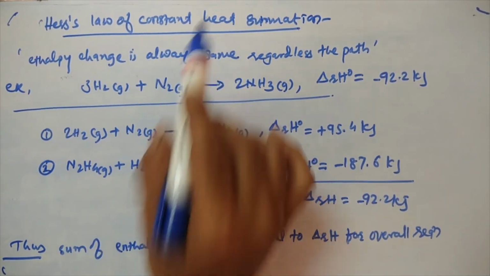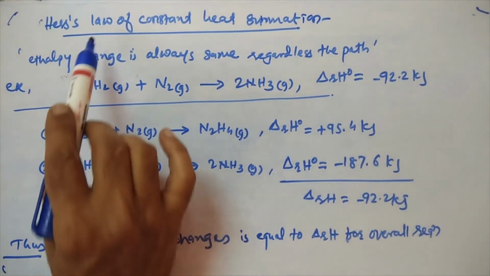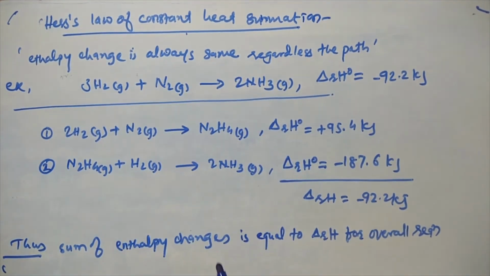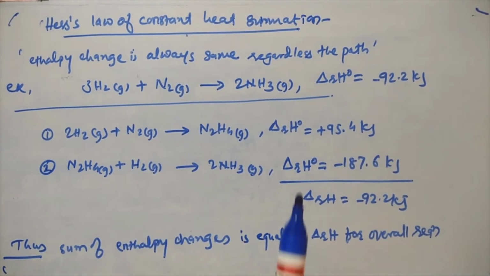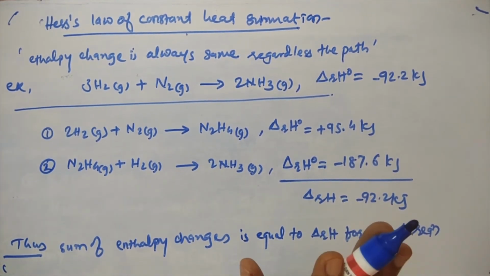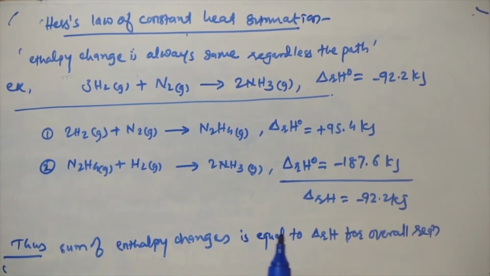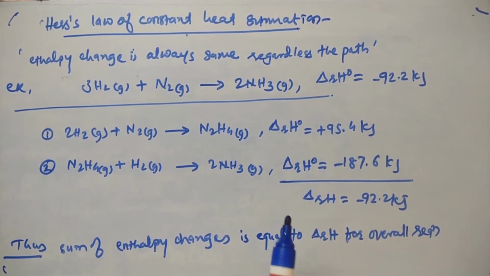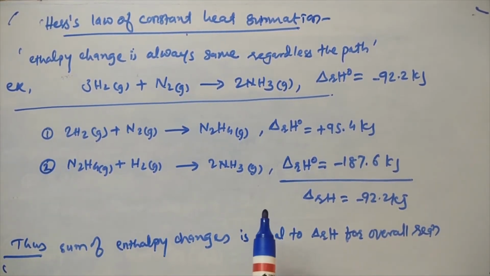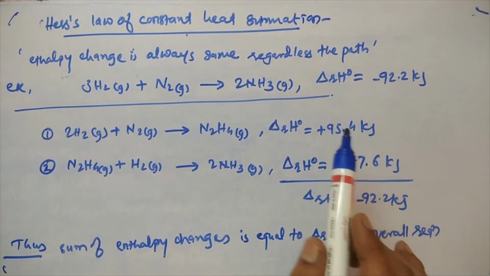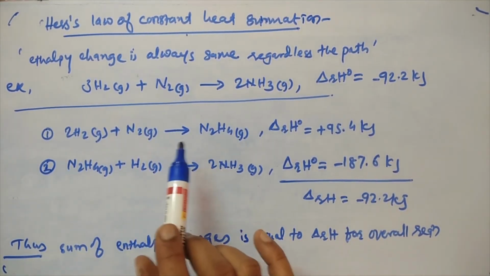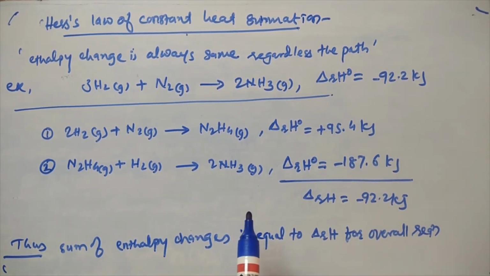See, the Hess law of constant heat summation. Hess law of constant heat summation states that the enthalpy change for a particular reaction is always the same regardless of the path of the reaction by which it occurs. That means if a particular reaction is carried out in one step or in several steps, the change in enthalpy is the same regardless of the number of steps or the path by which it occurs.